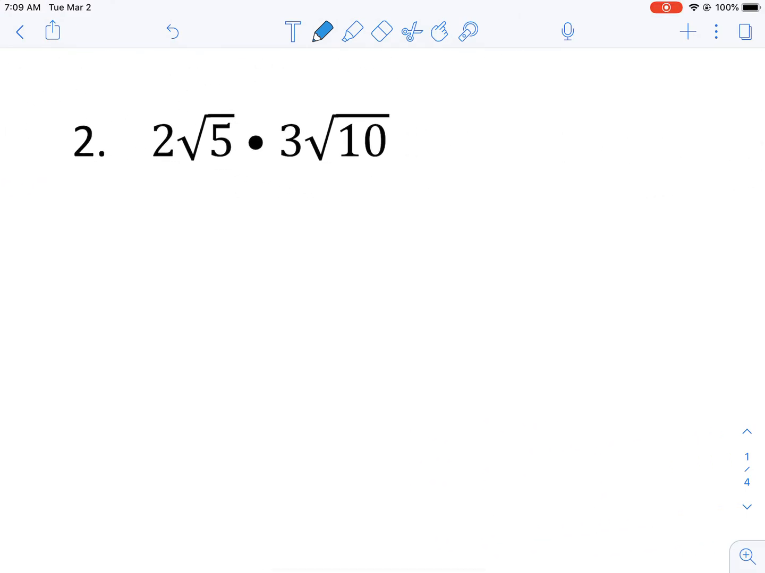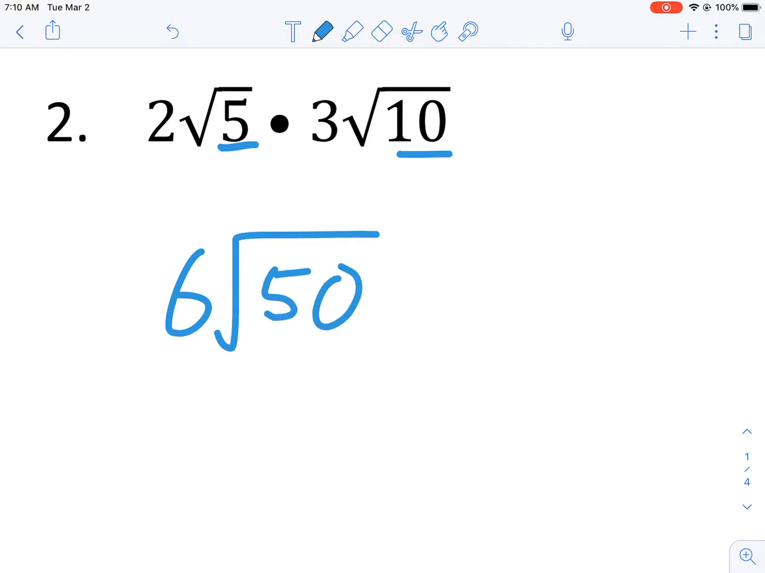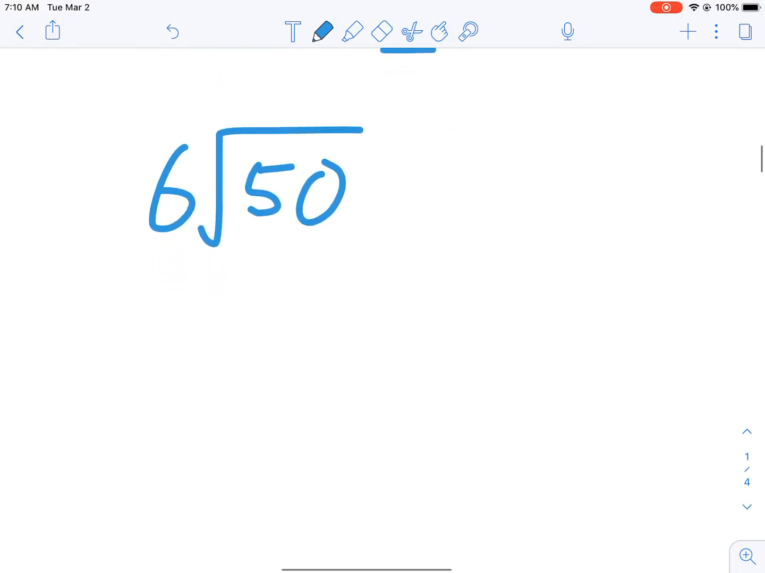If you have numbers outside the radical, then what you do is you multiply the numbers outside the radical. So 2 times 3 would give us 6. And then you multiply the numbers inside the radical. 5 times 10 is 50. So we get 6 radical 50. All right, so you got to keep them separate with the numbers inside and numbers outside.